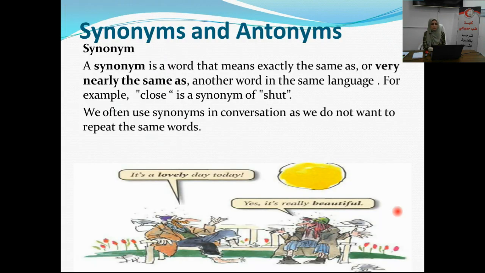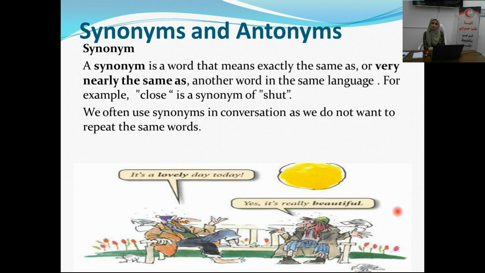The last topic that we are going to talk about is synonyms and antonyms. A synonym is a word that means exactly the same as, or very nearly the same as, another. When we want to say something with a different word and just keep the same idea, we are going to use a synonym. It is another word in the same language for describing something. Here we have an example: close is a synonym of shut.